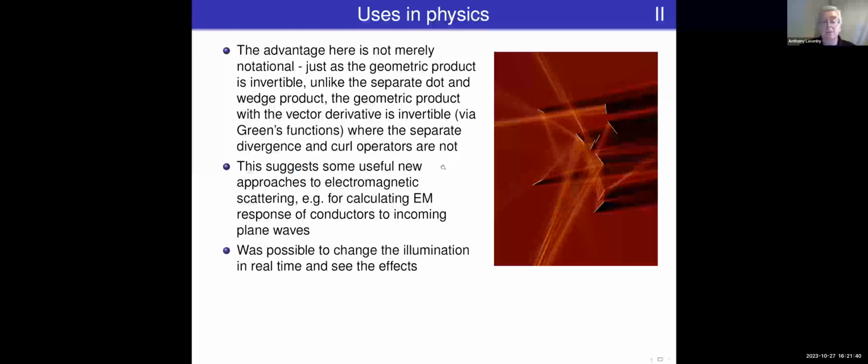And in fact, this suggests some useful new approaches to electromagnetic scattering and modeling, for example, for calculating the EM response of conductors to incoming plane waves. And this is just an example that Crestran and I and others worked on some years ago: a collection of mirrors, a plane wave coming in from the left, and these are the scattered waves with full diffraction effects.